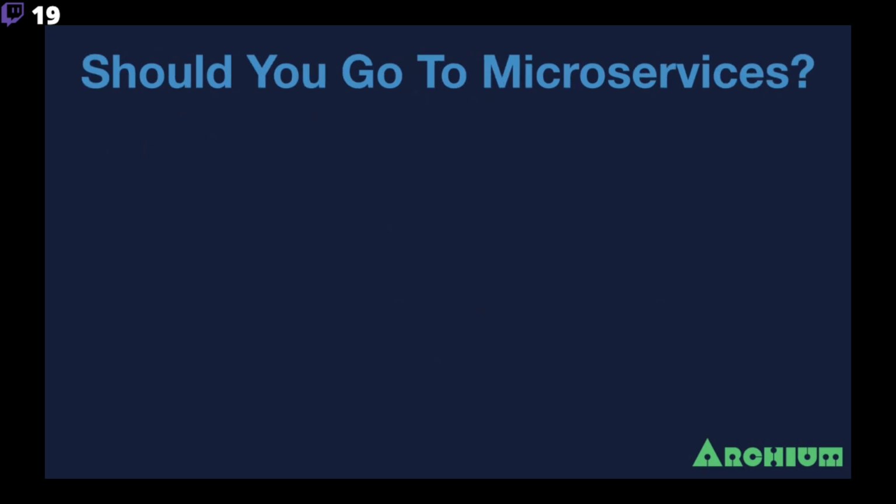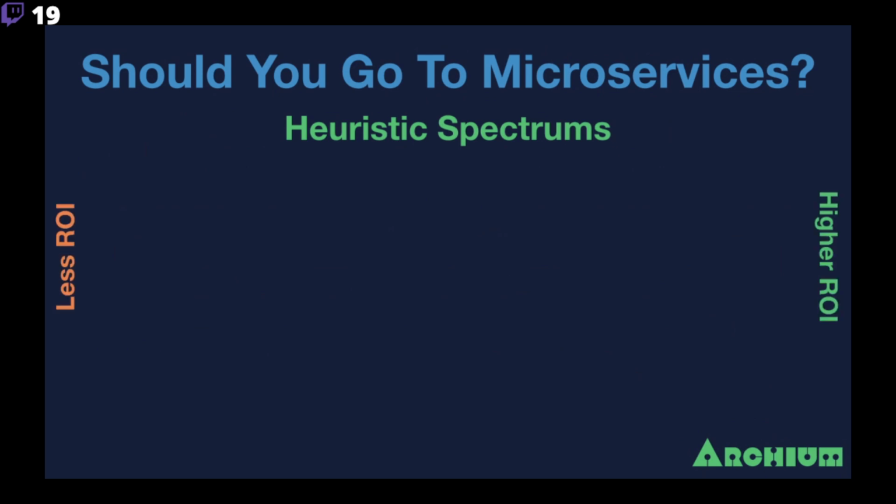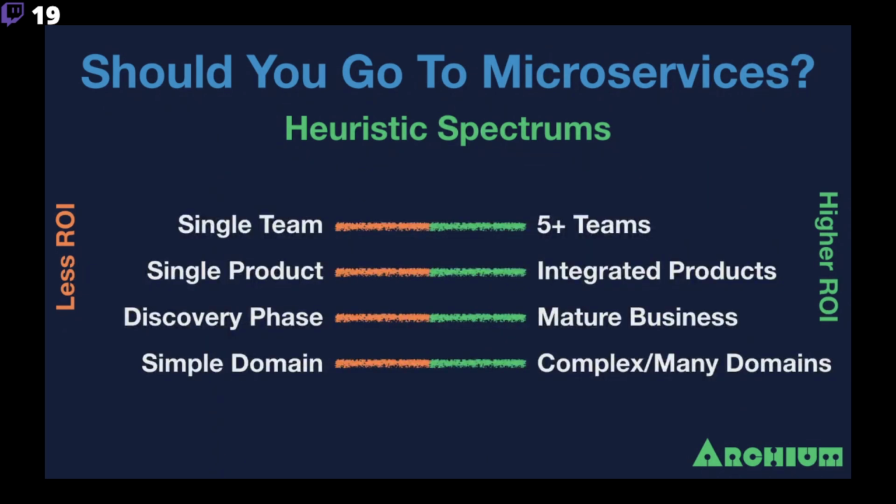So if you haven't gone to microservices or you're just about to, you might be thinking, should we do it? And there's no obvious answer to this. But the way I try to help people who ask me about this is to point to some heuristics. And all the heuristics that I talk about are on a spectrum. I like to think of that spectrum as, on the one hand, one side has a small return on investment for using microservices. And on the other, you have a higher return on investment. And so these are the main ones.